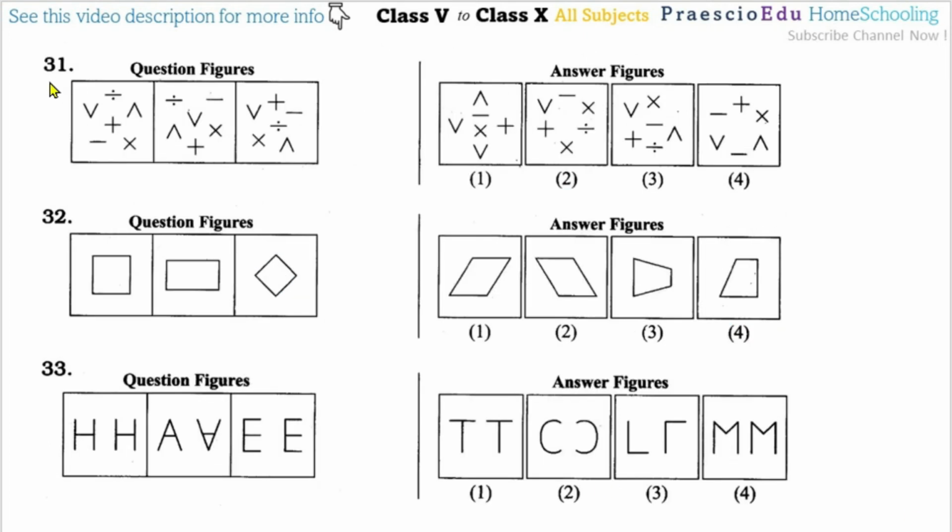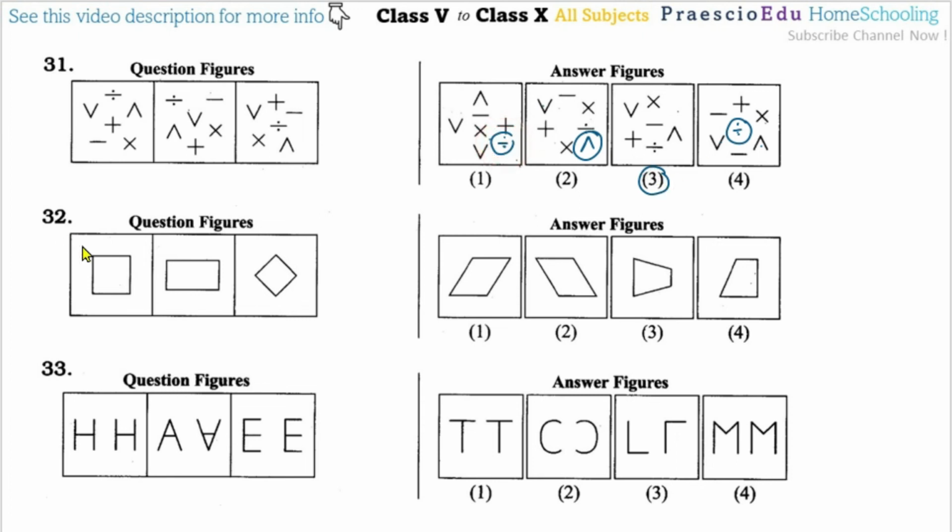Then question number 31. If you see, the same symbols are present in the 3 figures. So with matching this one, option number 3 is the same here. Now here in this one, the division symbol is absent. Now here this symbol is absent, and in this one again the division symbol is absent. So that's why option number 3 is the correct one.